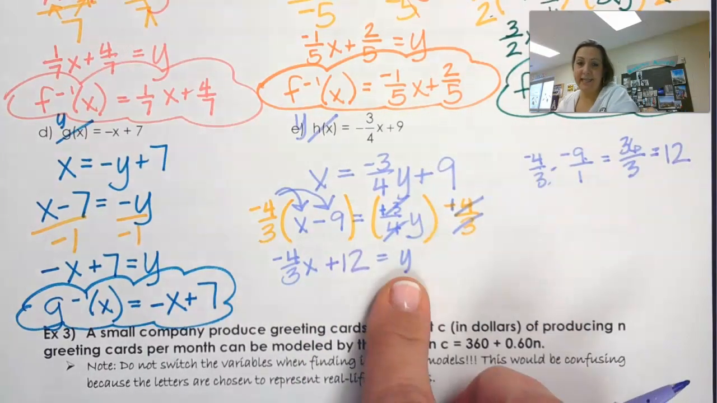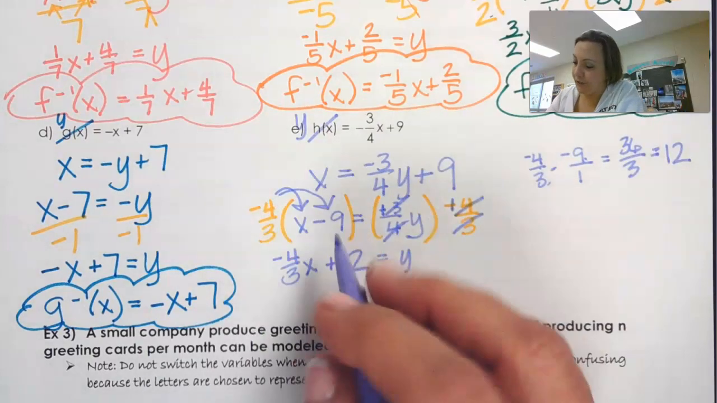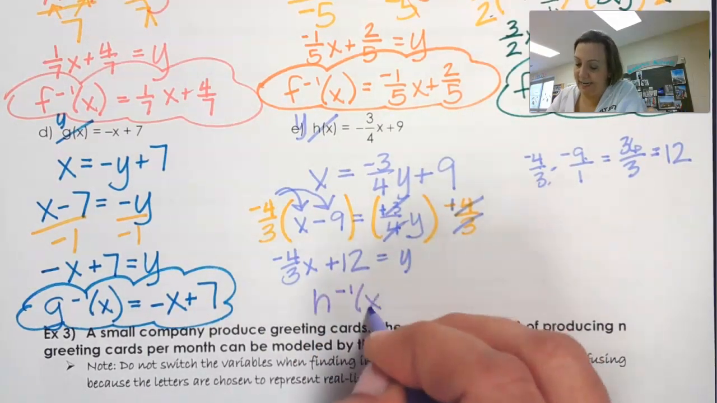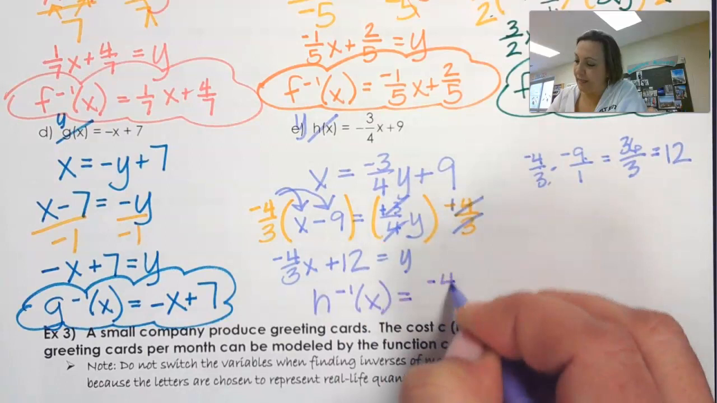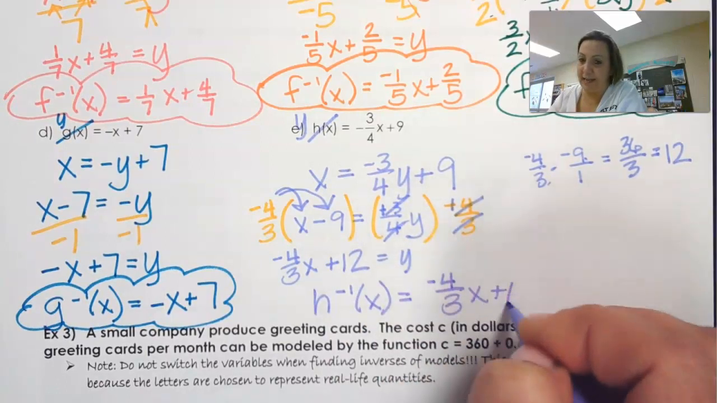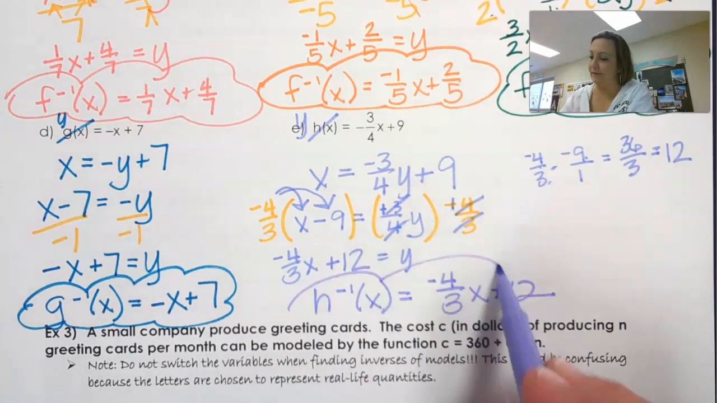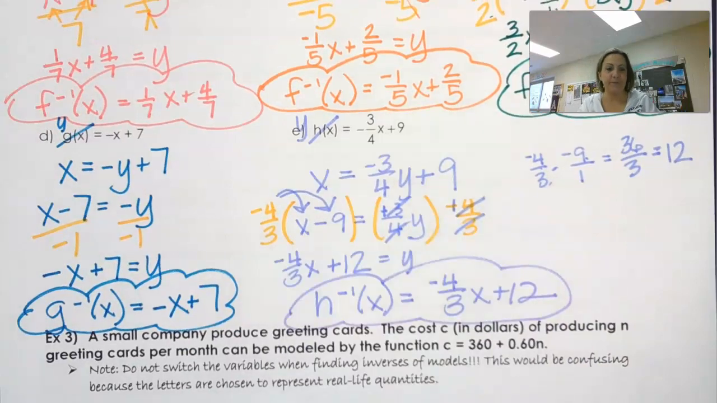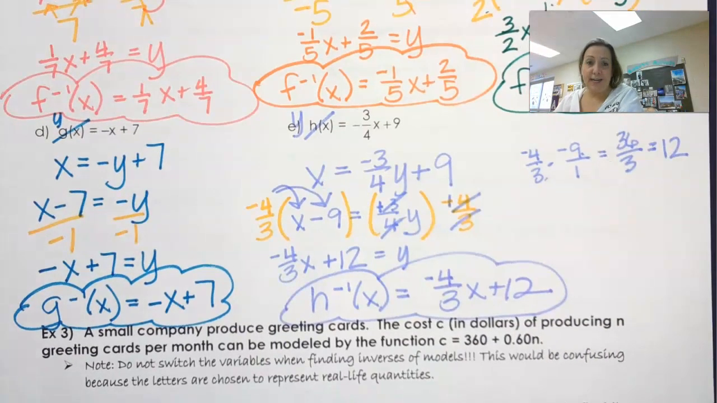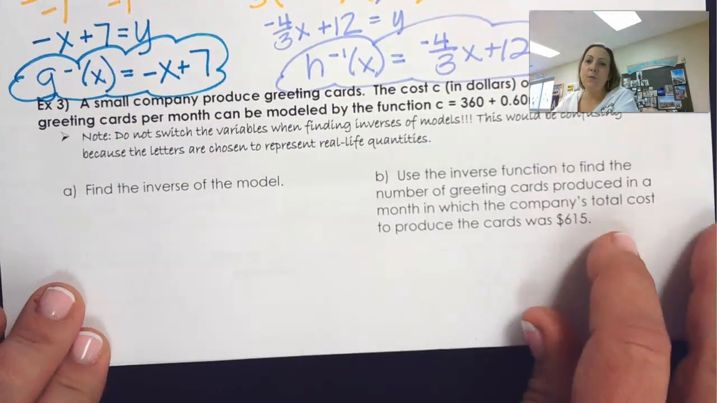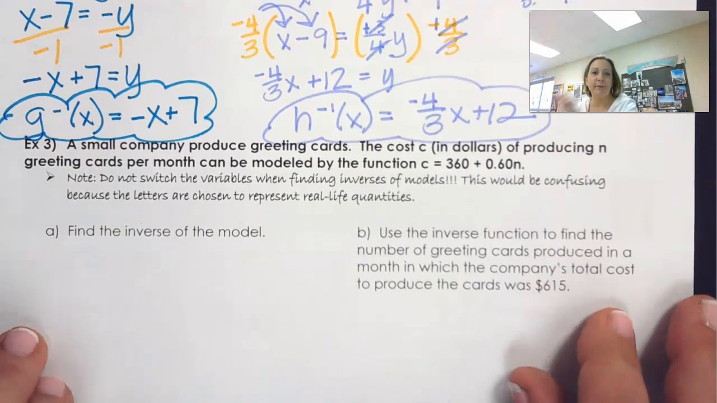Y is isolated. H of x was our original function, so that means that h inverse of x is negative 4/3 x plus 12. Okay. All right, so those are some examples. Those aren't too bad. Let's just do one more kind of story problem example.